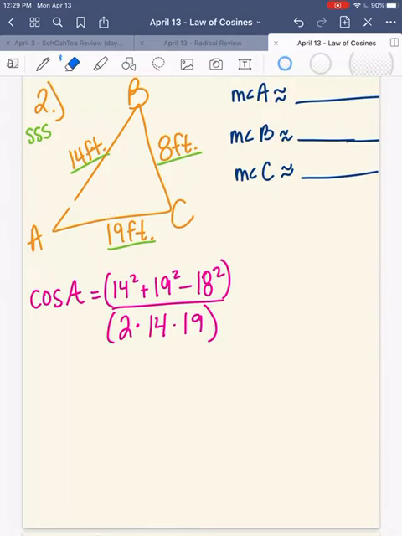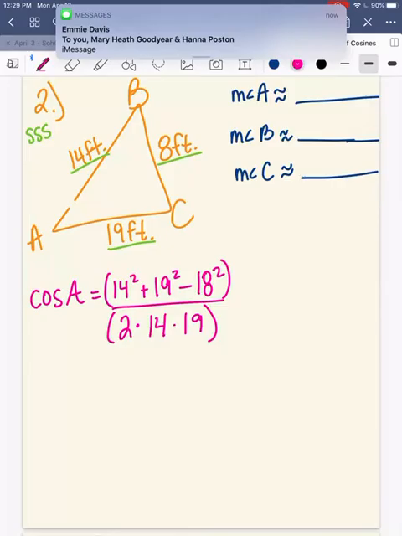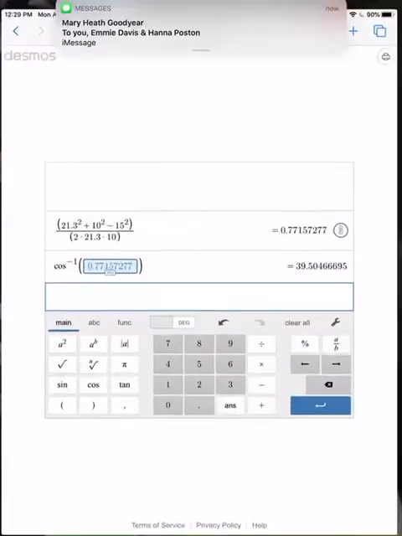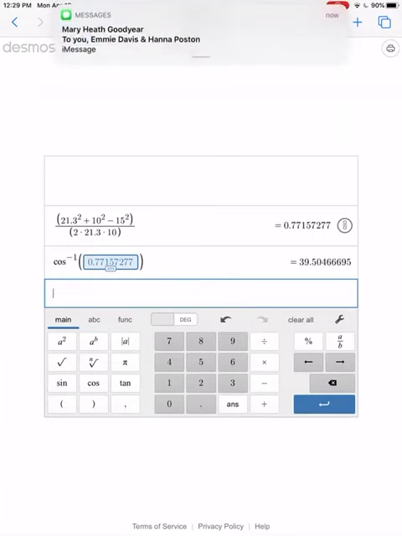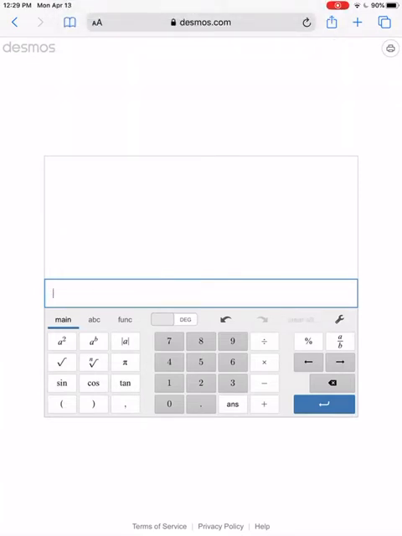Okay? So let's type that into Desmos. All right, so we're going to type in, sorry, I have messages blowing up.